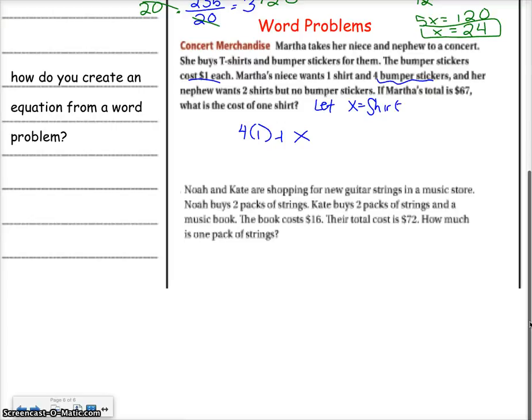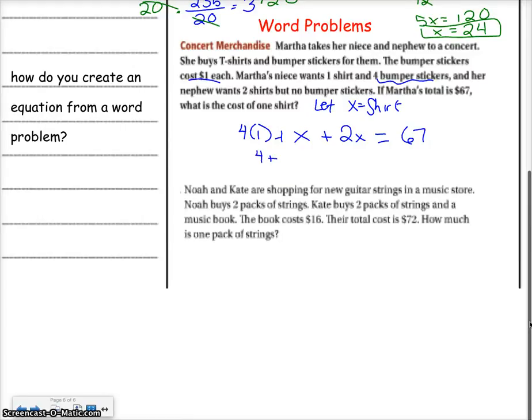Okay? Her nephew wants 2 shirts, but no bumper sticker. So niece wants 1 shirt. Her nephew now, she's also buying for him, so that's plus 2 shirts, so 2 X's. And her grand total was $67. So 4 bumper stickers plus a shirt, plus the 2 shirts for the nephew is equal to the $67.